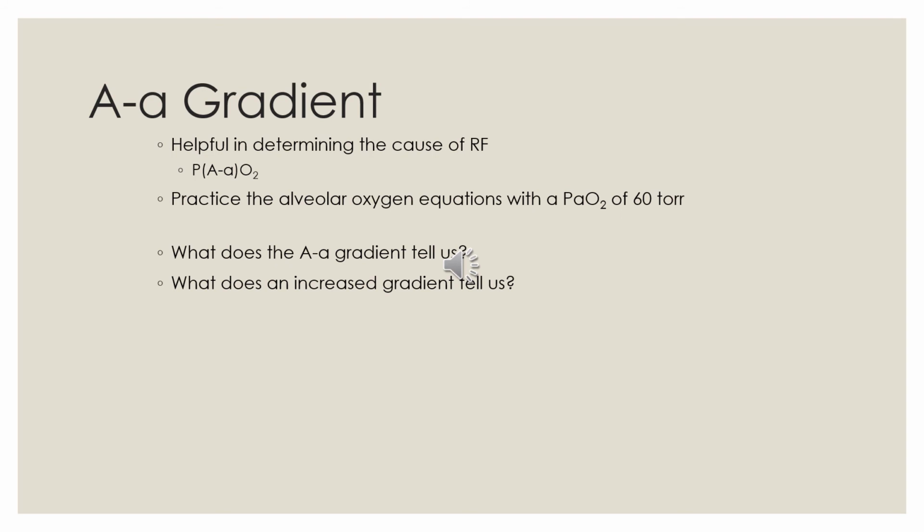Couple more questions for you. The A-a gradient is helpful in determining the cause of respiratory failure. So what I want you to do is practice that alveolar oxygen equation with a PaO2 of 60 torr. So your A-a gradient with a PaO2 of 60 torr. What does the A-a gradient tell us, and what does an increased gradient tell us?